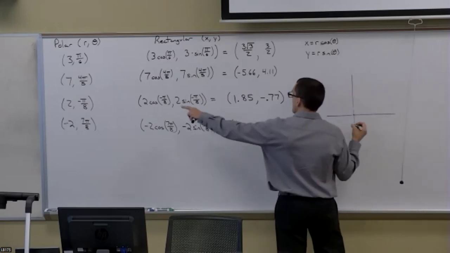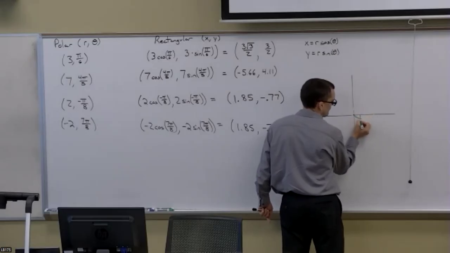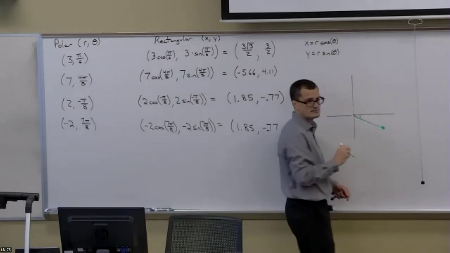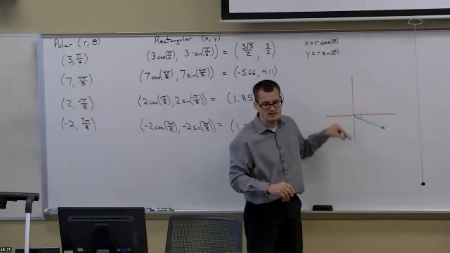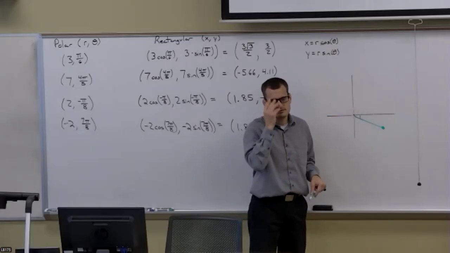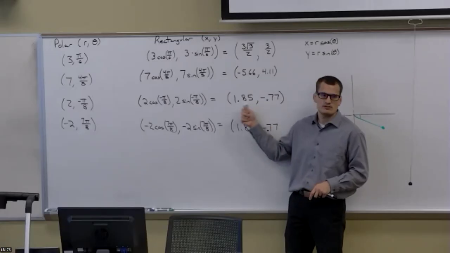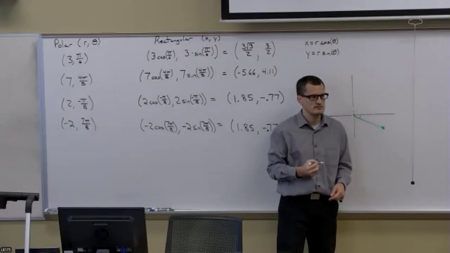First, in this first point, we're talking about an angle of negative pi over 8. So we're pointing down in this direction. Right, negative pi over 8. Down and to the right. So it makes sense that this is in quadrant 4. Right, positive x, negative y.